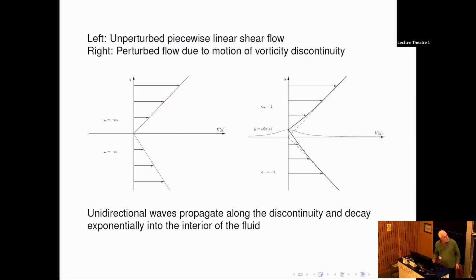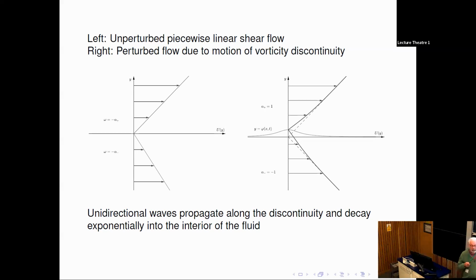Okay, so here's a picture of the unperturbed shear flow. You have two linear shear flows. This is the symmetric case, but in general you can have zero, non-zero, or different shear rates above and below. The vorticity discontinuity is just sitting here at y equals 0. Then it gets perturbed, and you have some perturbation to the velocity field as a result of the discontinuity moving. We're assuming everything decays exponentially away from the discontinuity to the shear flow.